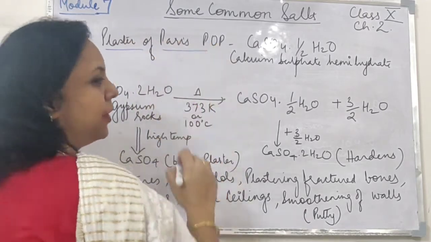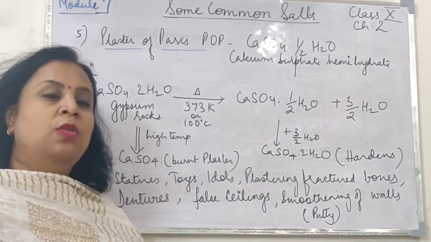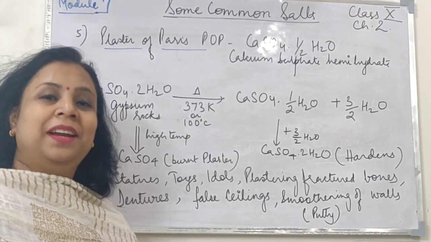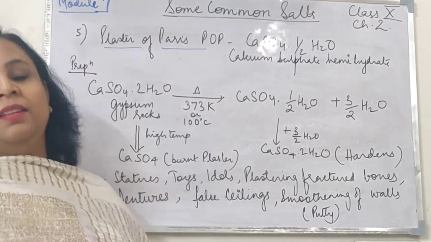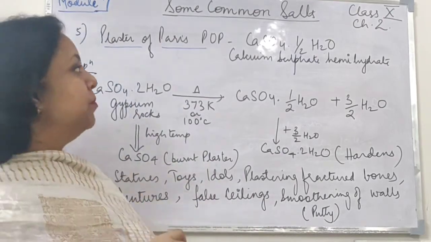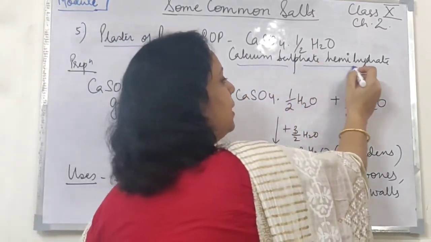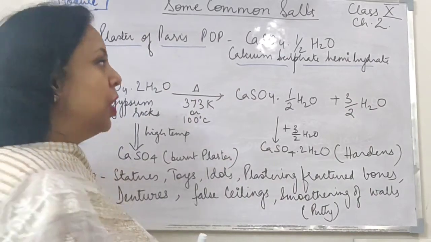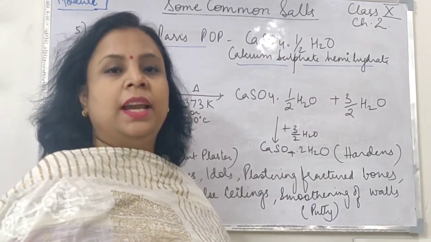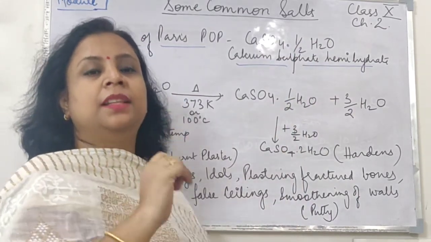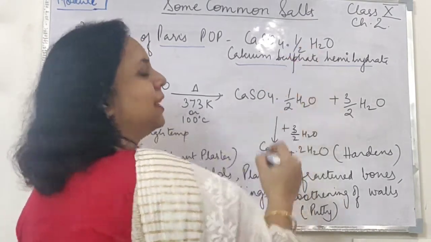The fifth salt that we have to study in our chapter is plaster of Paris. Now the word Paris is added to it maybe because it was very commonly found in the France region and in that part of Europe. But this plaster of Paris, the chemical name is calcium sulfate hemihydrate. Now the formula is CaSO4 dot half H2O. Again, the dot over here symbolizes that the H2O is not a part of the chemical formula. It is just clinging to it.